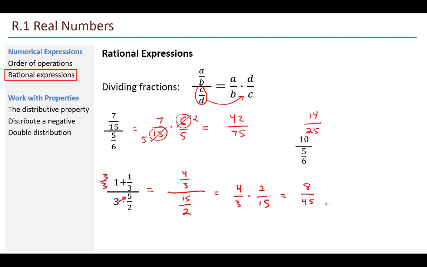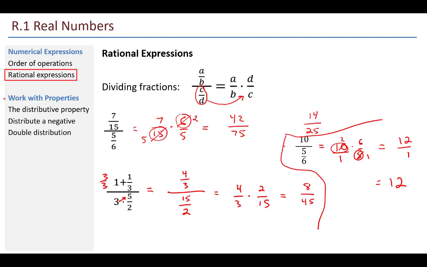One last example. How about this 10 over 5/6? Well, I can take that 5/6 and bring it up and call that 6/5. And now I could multiply 10 times 6 and get 60, but maybe you notice there are some common factors between 10 and 5, and so that's going to reduce to 2 and 1, so it looks like a 12 over 1, which is just 12. All right, so there are some examples with dividing fractions.